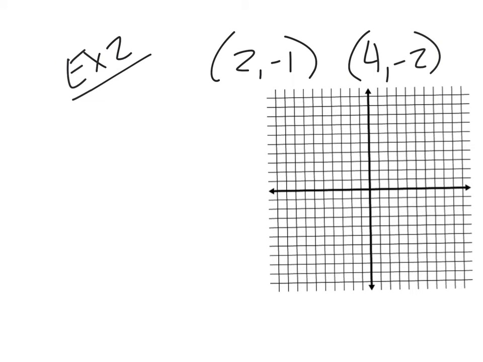All right, so let's graph the first one. (2, -1). So starting at (0, 0), I go which way first? Right. Right 2, and then which way? Down 1. Okay, my next point. I go which way first? The next one you go forward. To the right? Down 2. And down 2. Very good.